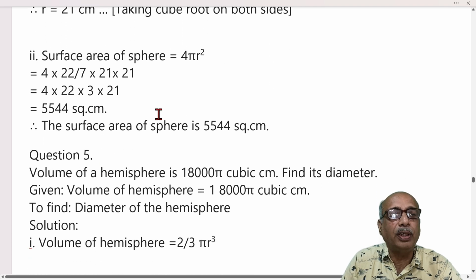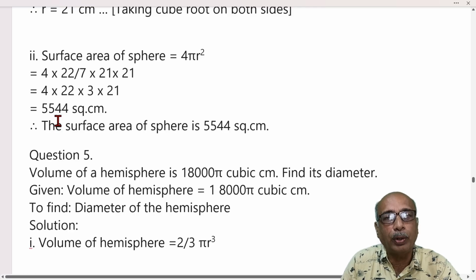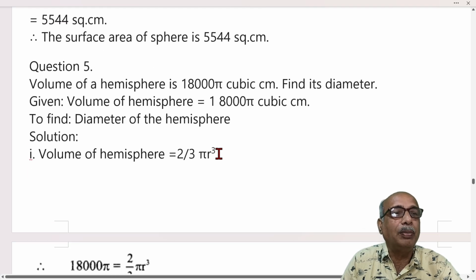Surface area of sphere equals 4 pi r square. 4 into 22 by 7 into 21 into 21. Simplify this, you will get 5,544 square centimeter. Therefore, the surface area of sphere is 5,544 square centimeter. Next problem, please see.